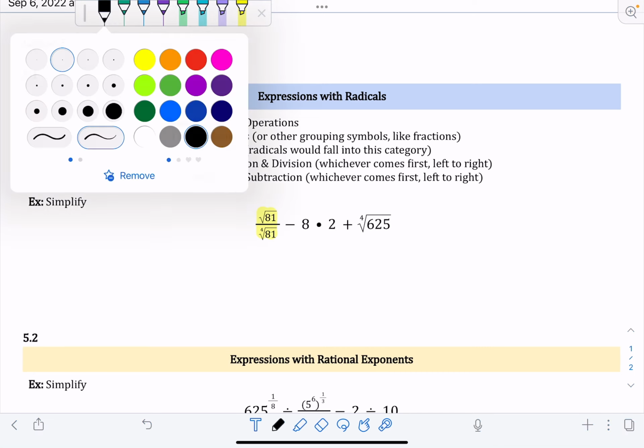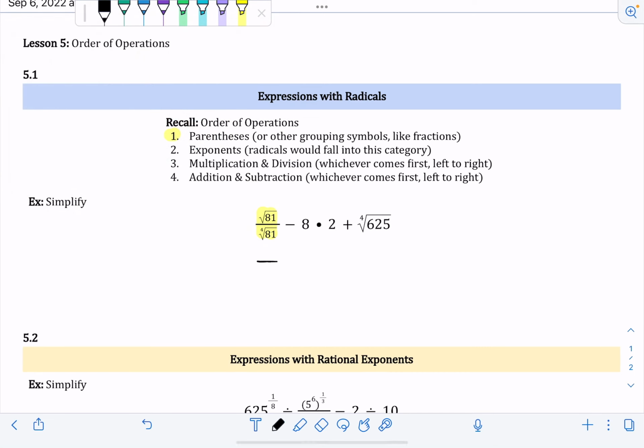For the square root of 81, the numerator, I know that's 9, but I may not know the fourth root of 81 as easily. If you have a radical that you don't know, one of the best places to start is by making a factor tree for that radical. I'll do it off to this side. I'll make a factor tree for 81, and two numbers that multiply to 81 are 9 times 9.